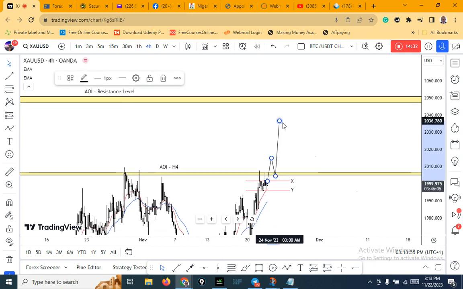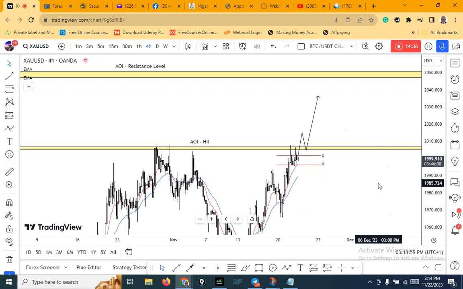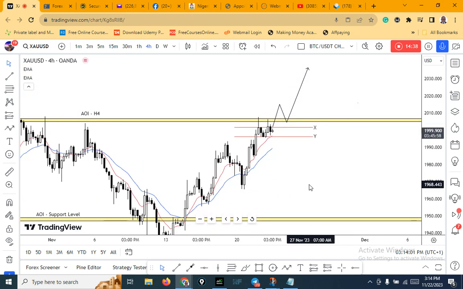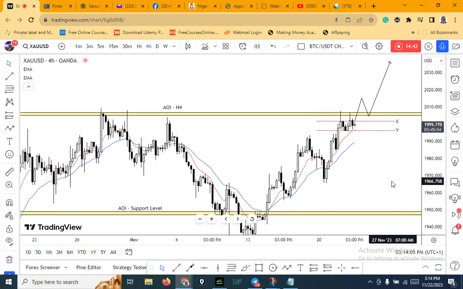So guys, that's how we do this trading. You have to be very patient and monitor your trade step by step. As soon as the right setup appears, then you pull the trigger.